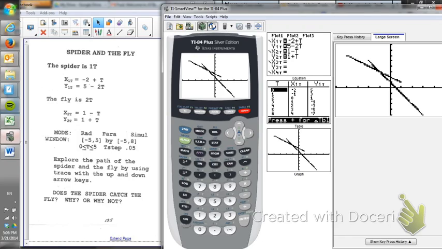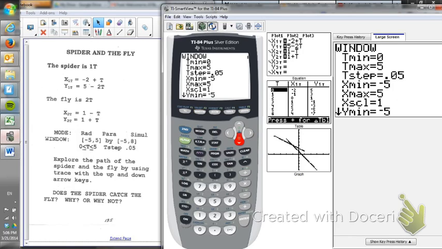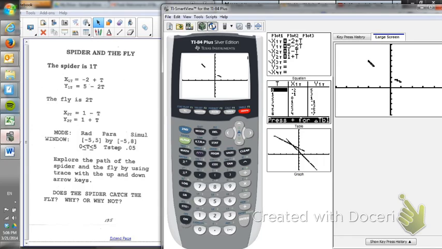Alright, so as you can see, those lines are crossing, so we'd think that those two paths intersected. The only thing we have to be careful about is the time. So I'm going to slow down my t step to 0.01 so we can see this a little bit better. You watch as these two lines go. Yes, they cross, but are they in the same place at the same time?